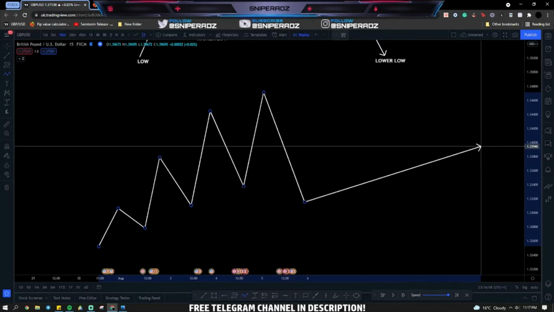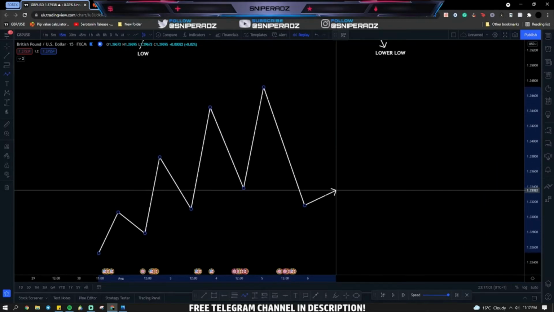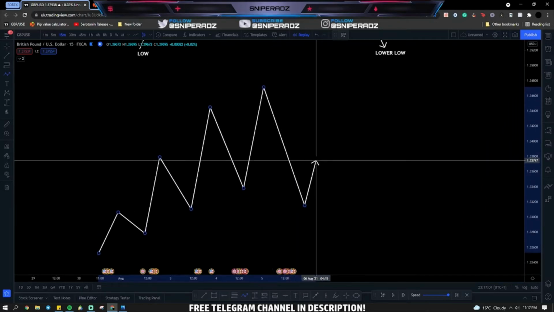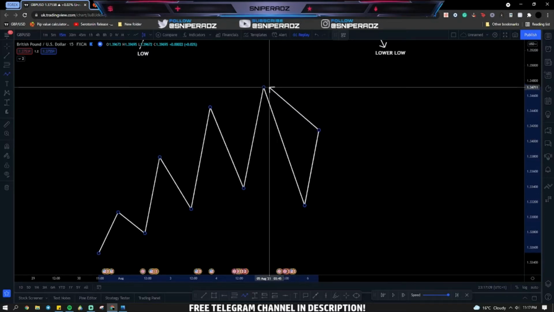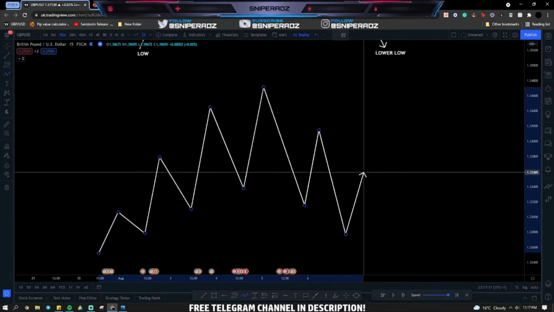Now, where do we see lower lows? In a downtrend. Great. So once we see this, we can then assume, keyword assume, that price is going to make a lower high compared to the previous high and then begin a downtrend.